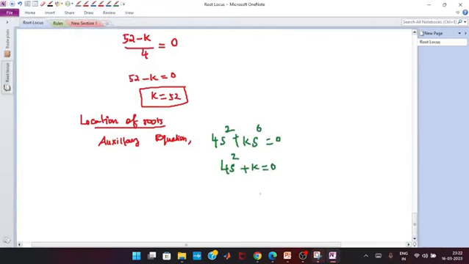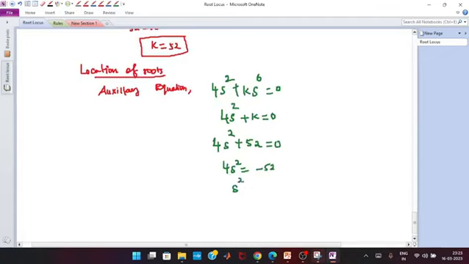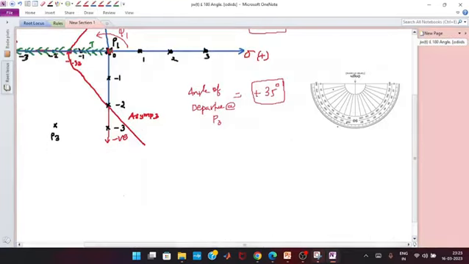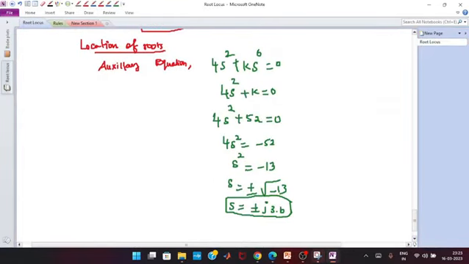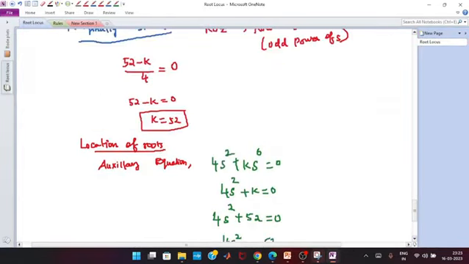Here we know the value of k for this marginally stable case is 52. So 4s square plus 52 equal to 0, 4s square equal to minus 52. What is s square? s square equals minus 13, and s equals plus or minus square root of minus 13. So s equals plus or minus j 3.6. So this is the final answer, the value of s. Now our root locus may cross at s equal to plus j 3.6 or minus j 3.6, right?